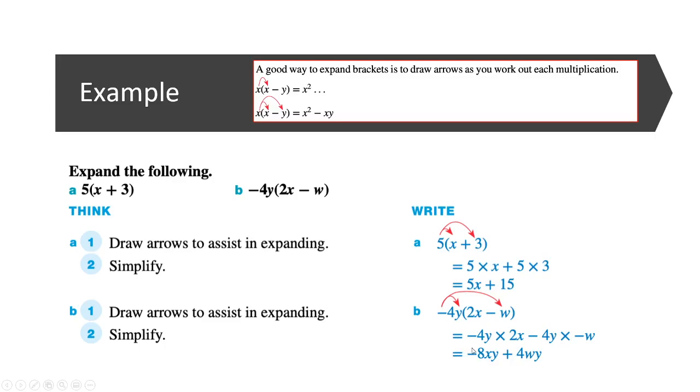Again, we go through simplifying it, so negative 4y times 2x becomes negative 8xy. Again, we put the letters in order. And negative 4y times negative w. A negative and a negative makes a positive. 4y times w is 4wy. And that's it simplified.